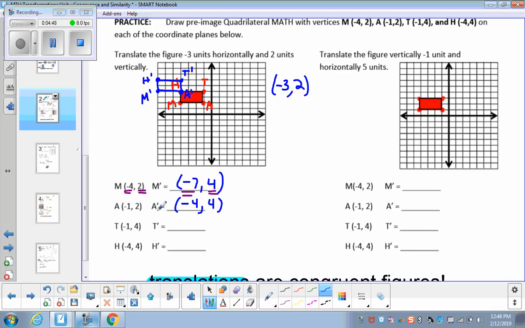So T, that point moved back 3. And then the y coordinate moved up 2, so that'd be a 6. And H, if we move this back 3, it should be -7. And if I move this up 2, it's going to be 6. All right?